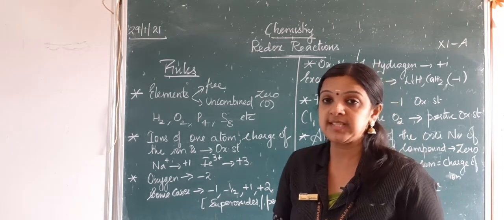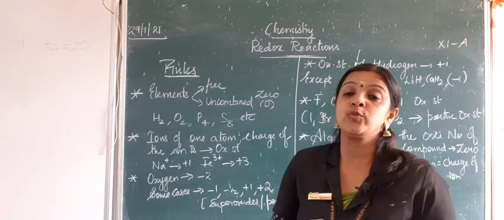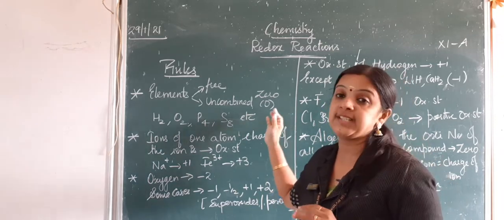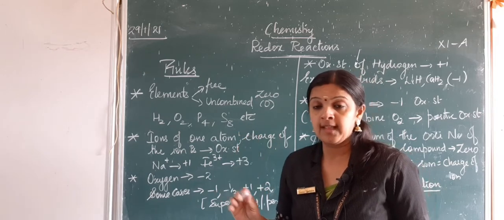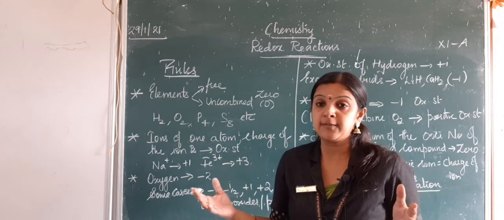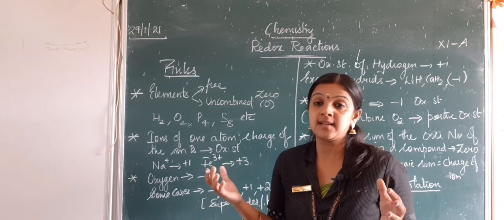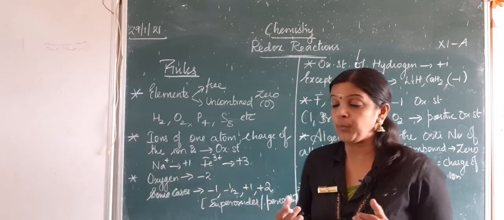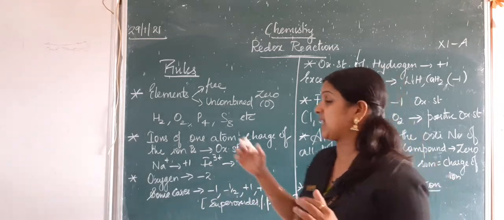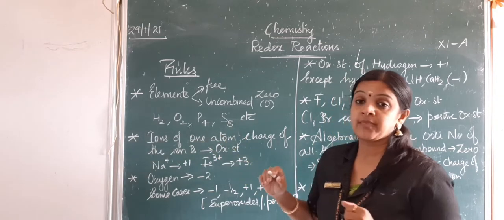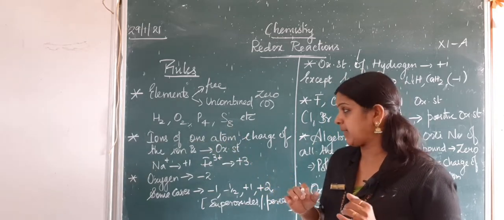The first rule says that elements which are in the free or uncombined state have an oxidation state of 0. Those which do not combine with any other elements, which are available free in nature, that is, in uncombined form, have an oxidation state of 0. So we have elements like hydrogen, oxygen, P4, S8. These are some of the examples.